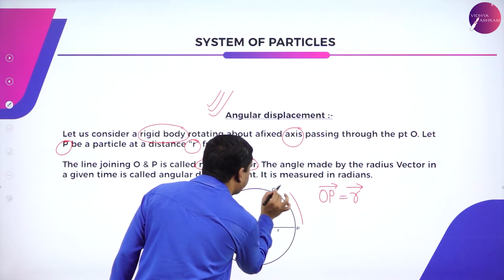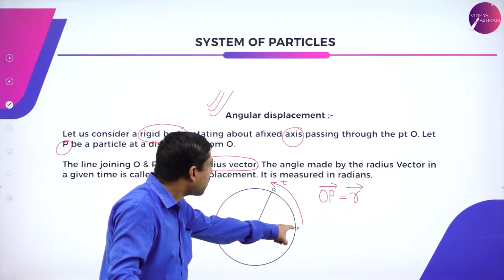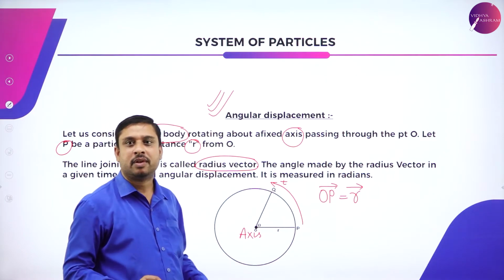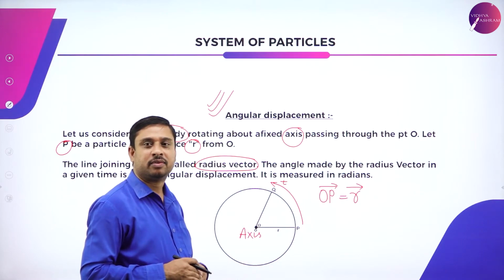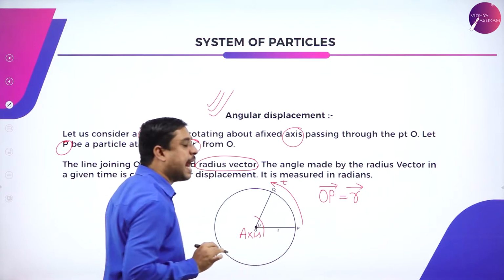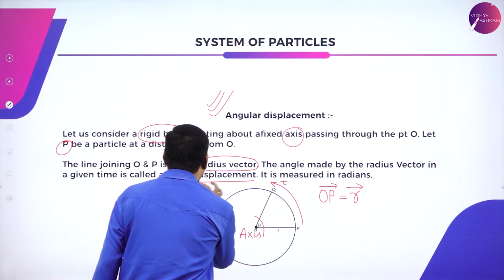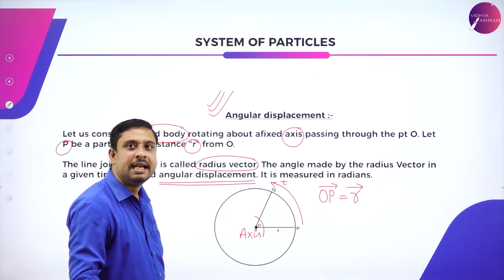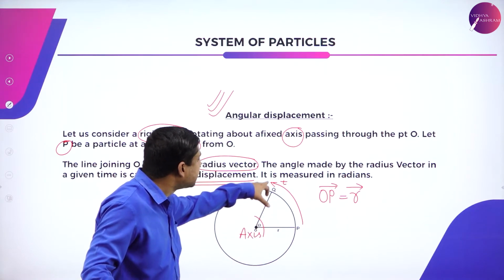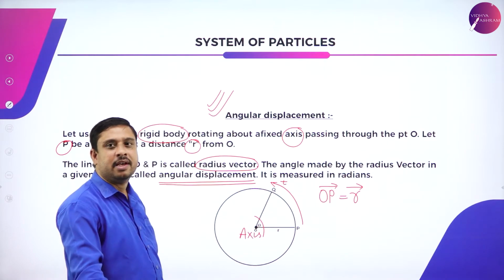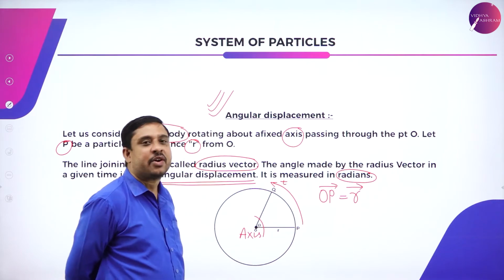Now in a certain interval of time, what I call T, the particle moves from the point P to the point Q. It is getting displaced from the point P to the point Q by making an angle theta with the axis, and this is what is called angular displacement. The angle made by the radius vector with the axis at a given interval of time is what we call angular displacement, and it is always measured in radians.